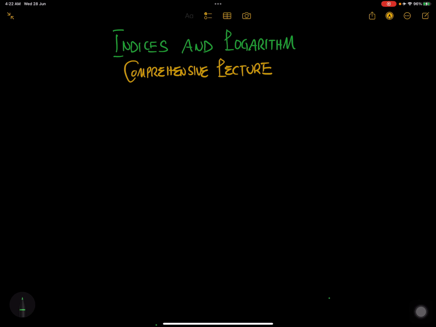Today, we're looking at indices and logarithm as a comprehensive lecture. Now, when you have an index, it's usually of the form maybe a, and then there's a power like n.